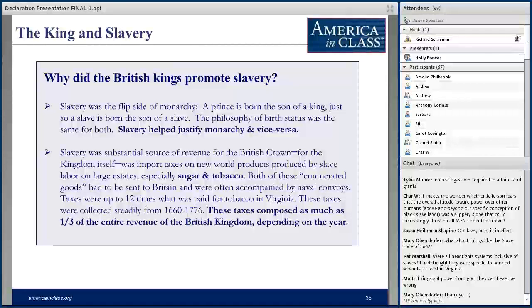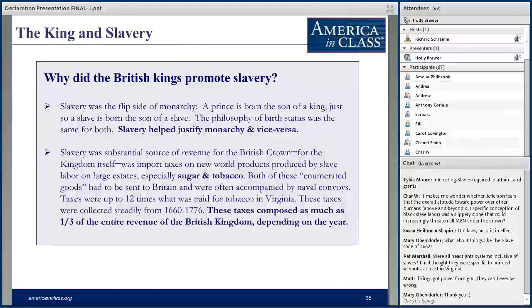But here and now, relating to one of the other questions I saw earlier: slavery was a substantial source of revenue for the British Crown. Somebody said, why do they want to create large estates and bound labor? It's because a crucial source of revenue for the British Crown, especially after 1660, when they got rid of feudal tenures as a part of the Restoration, was excise taxes on New World products, especially sugar and tobacco.